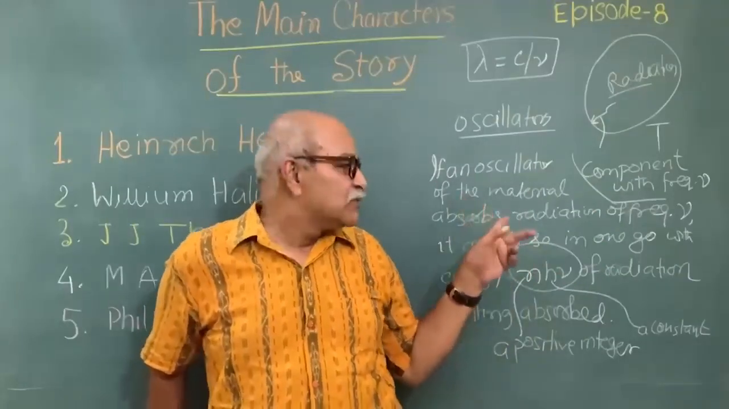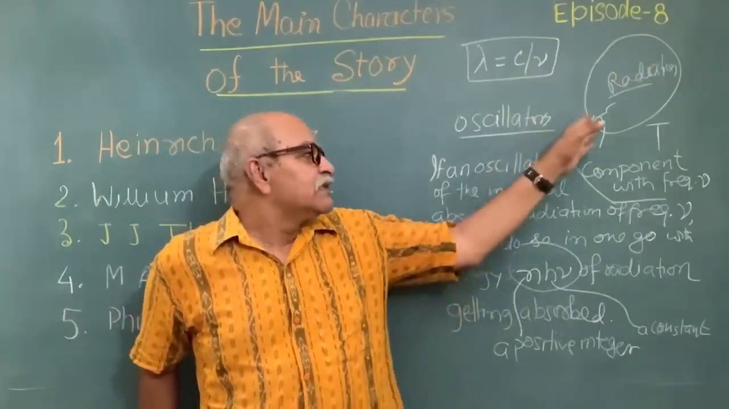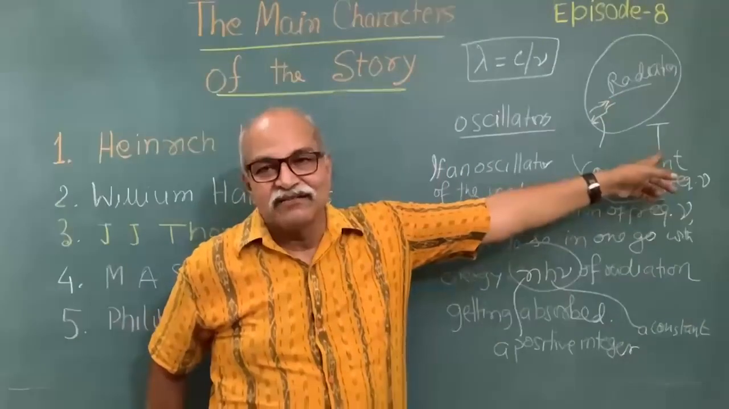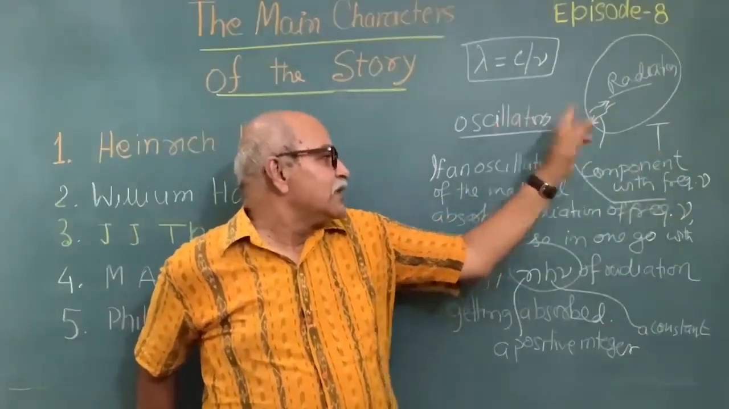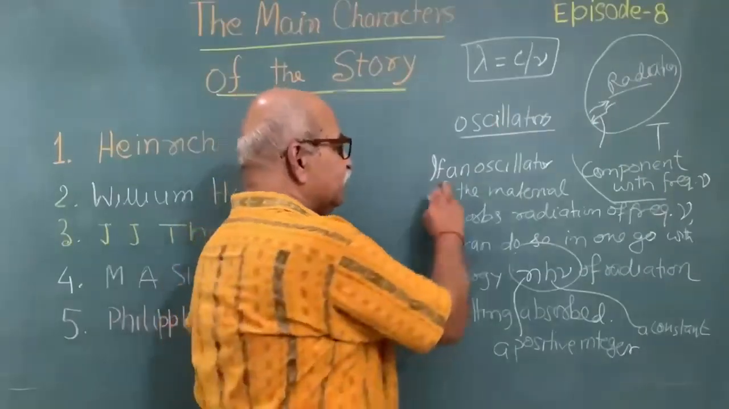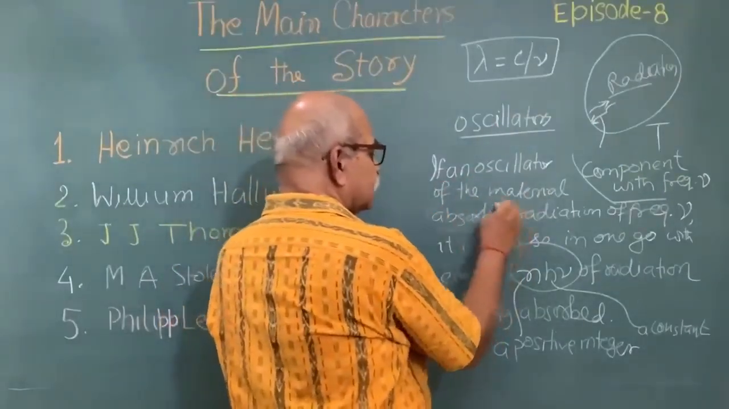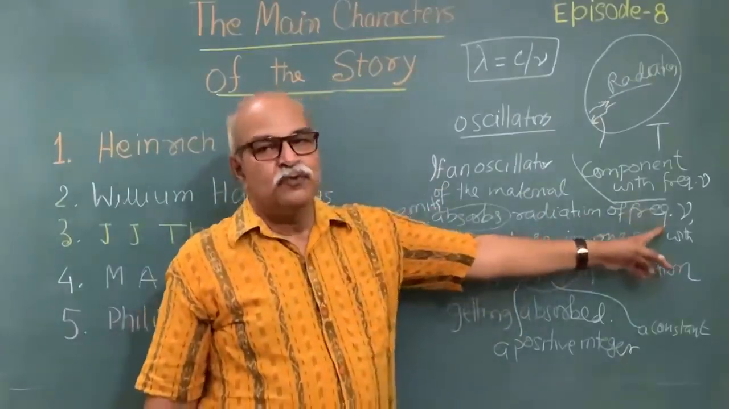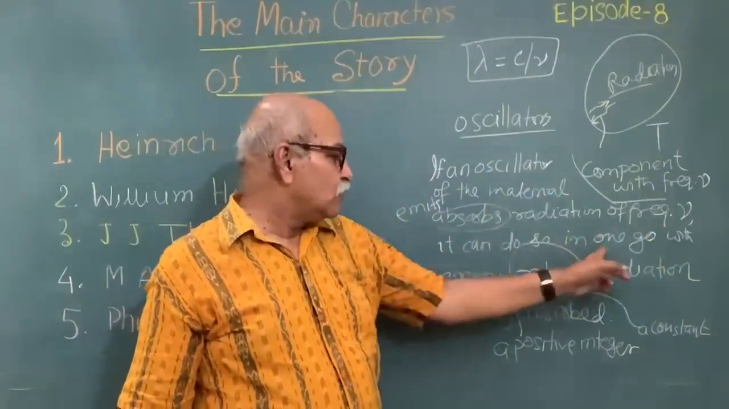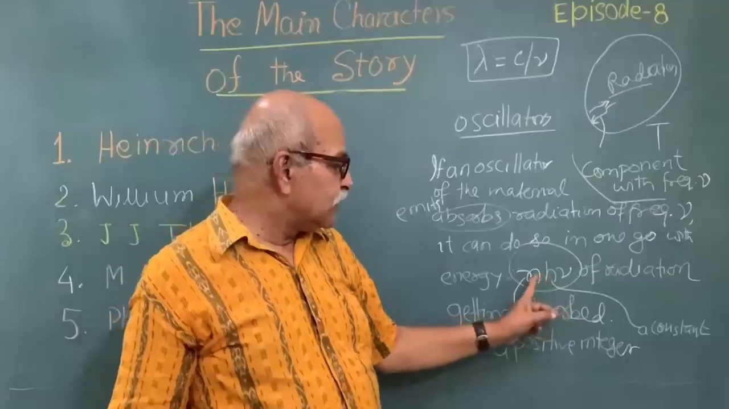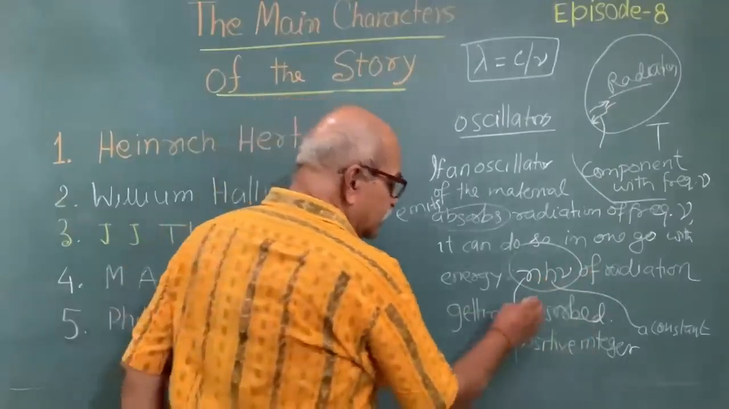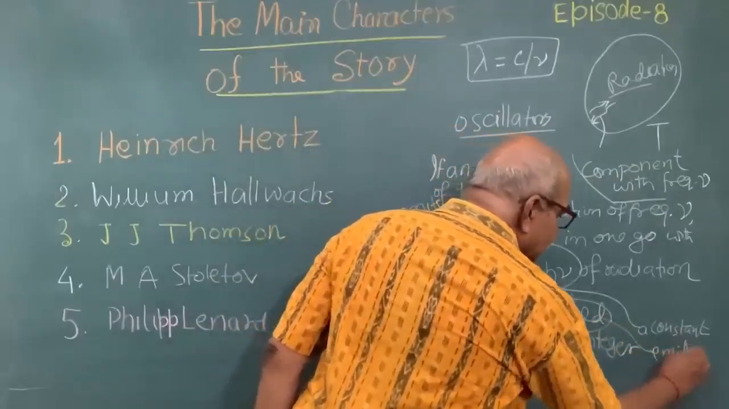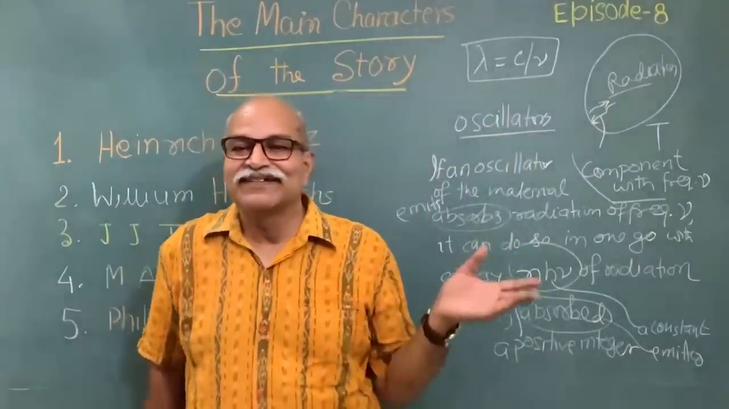And it works. Similarly for emission, if an oscillator is absorbing, it also has to emit, otherwise the temperature will not be maintained. So if a particular oscillator is emitting, just in this sentence perhaps we can do that. If an oscillator of the material emits radiation of frequency nu, it can do so in one go with energy n times h nu of radiation getting emitted. Just change these two sentences to words and it tells how it emits.